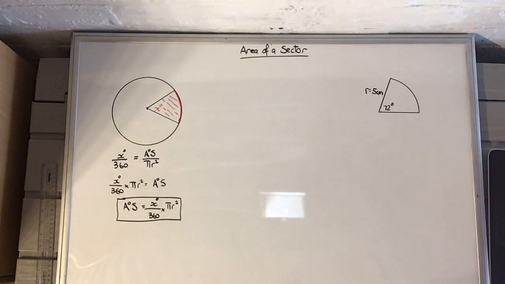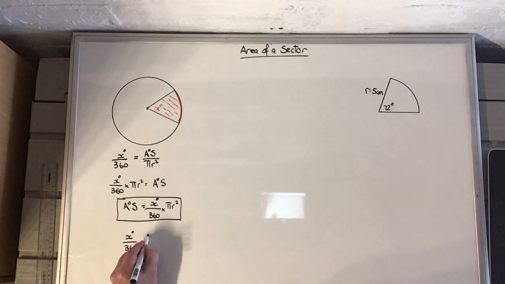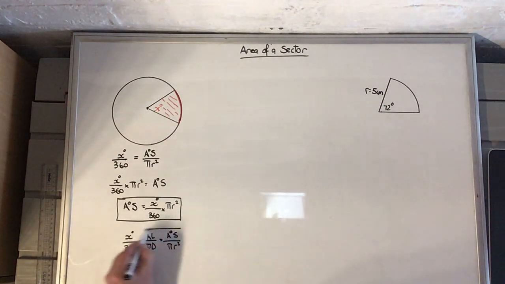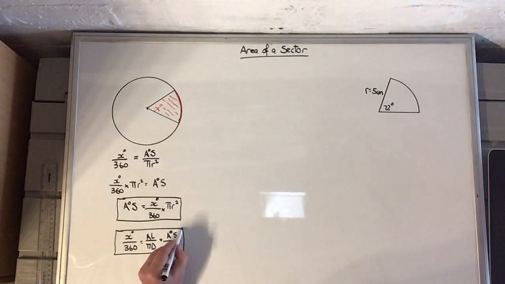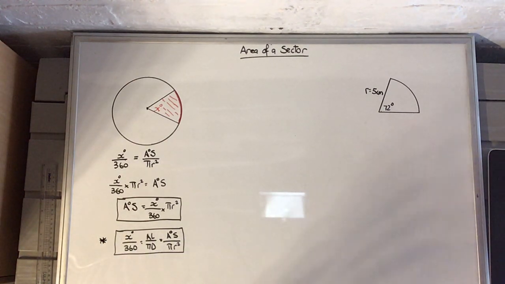Based on you having watched the last video, here's a connection that I like to use quite a lot. The angle at the centre over 360 is equal to the arc length over pi d from the last video, which is the same as the area of a sector over pi r squared, and that's how I remember it. I just rearrange whatever I need from there. So that's quite a handy way of remembering these formulas.